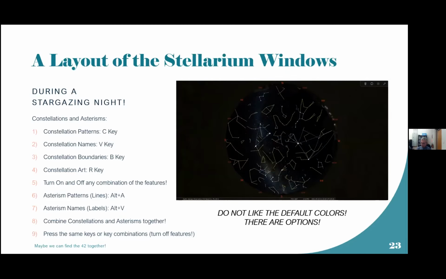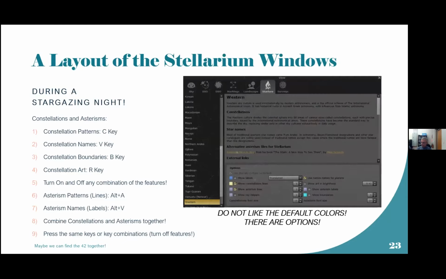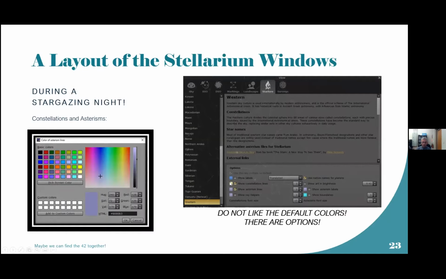If you don't like the default colors, every time you go into one of these tabs and you see these squares right here, you can change the color. So you can contrast the coloring, whatever coloring you want. The hue, the saturation, red, green, and blue.